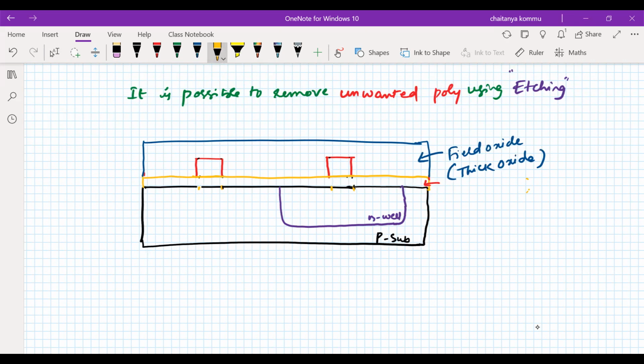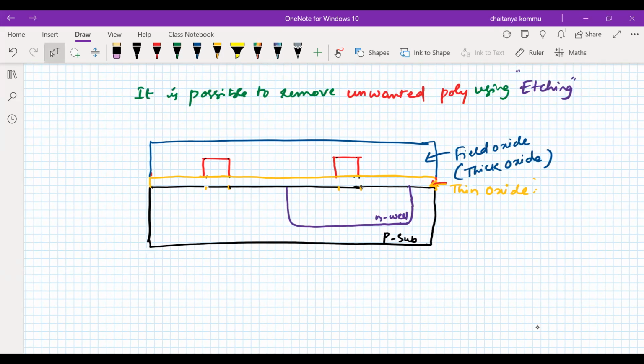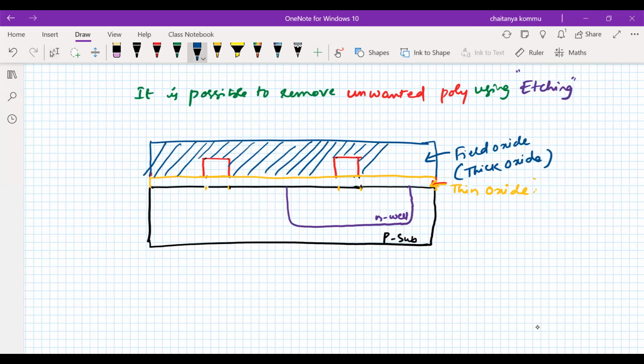But what about this one? We can call this thin oxide. So the name itself depends upon thickness. Therefore, I have covered the entire region with the help of field oxide. The field oxide is used to cover the entire surface, right? That's it.